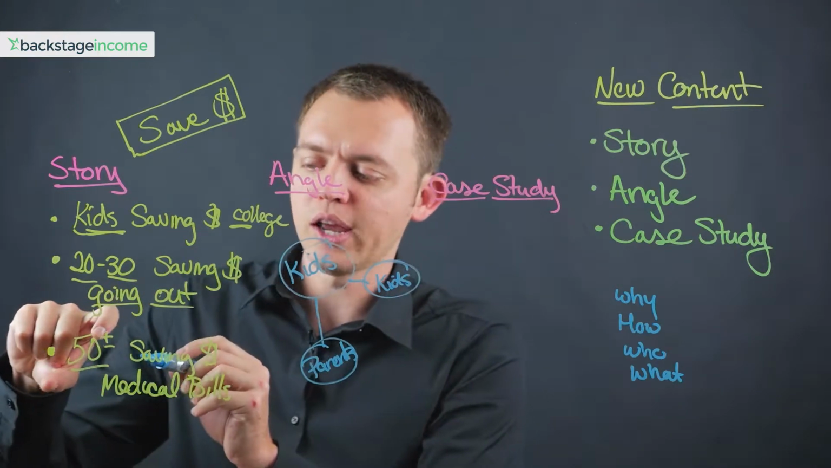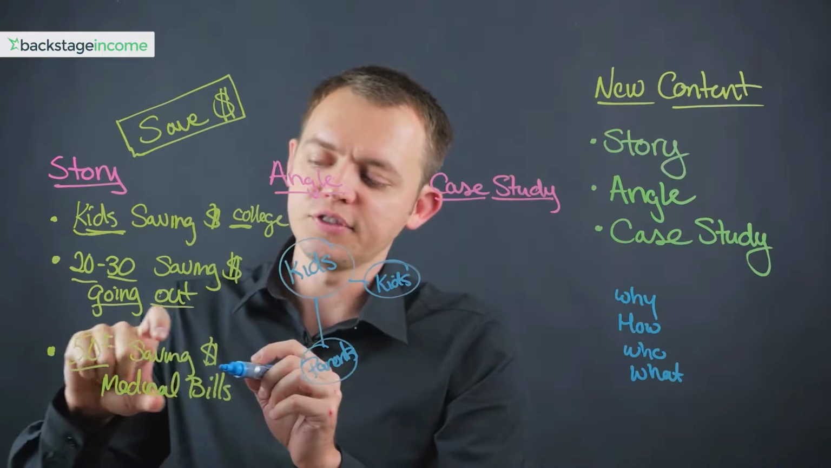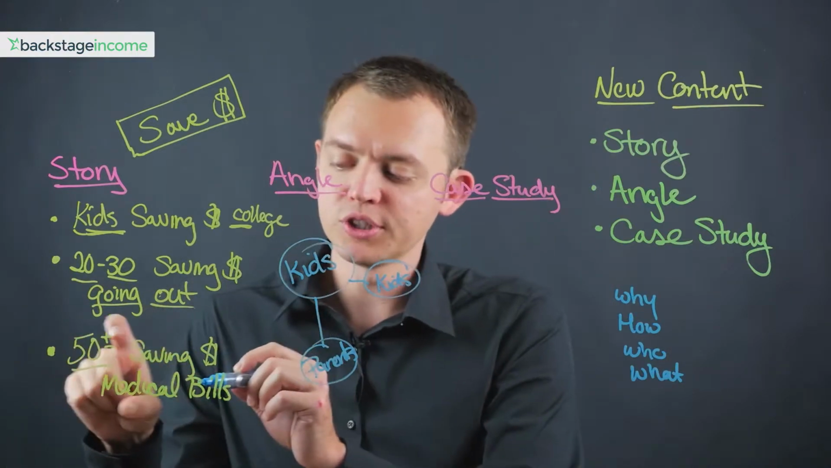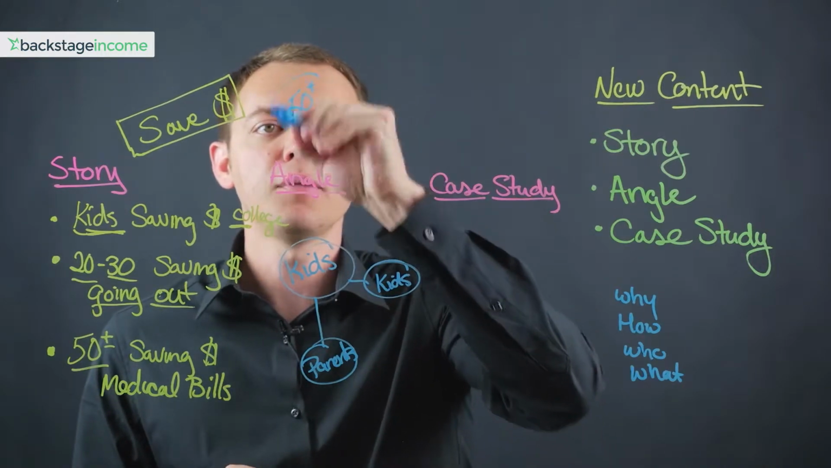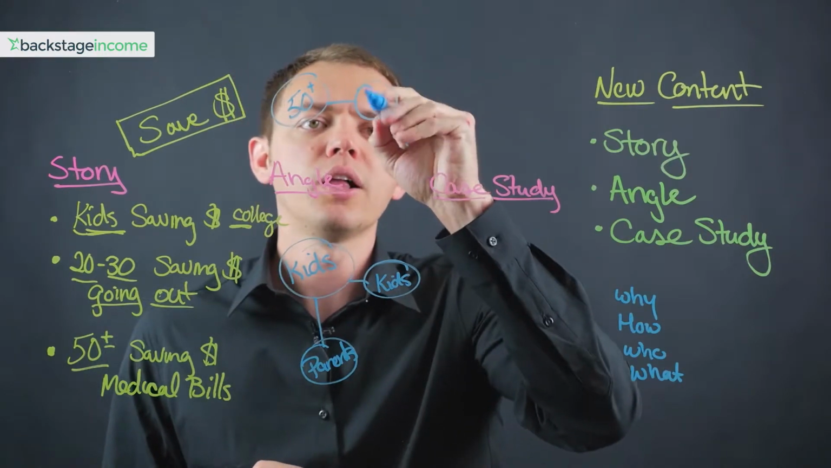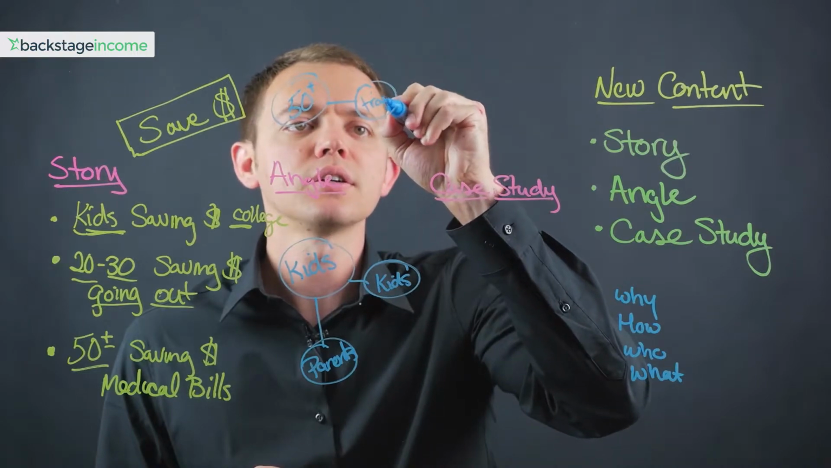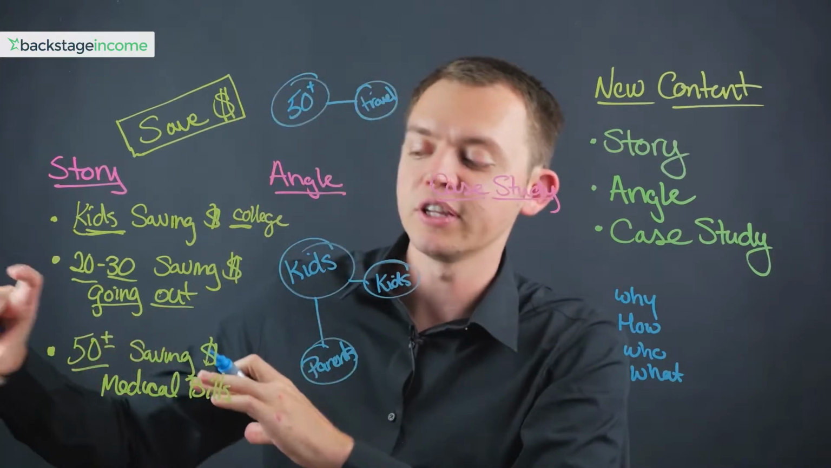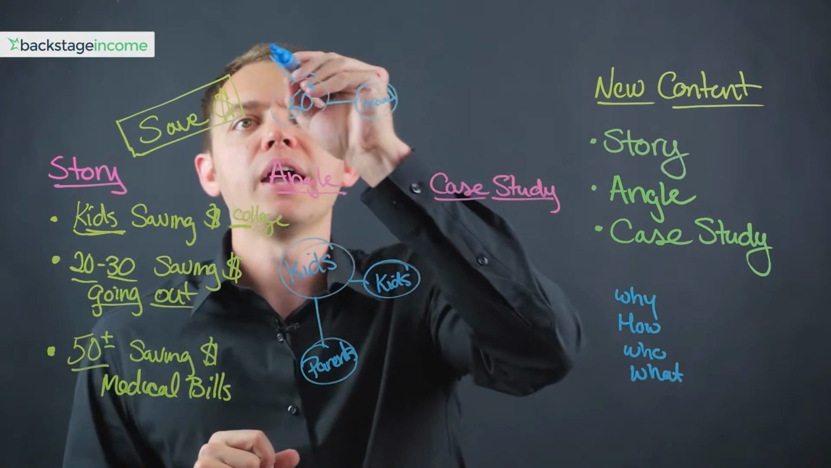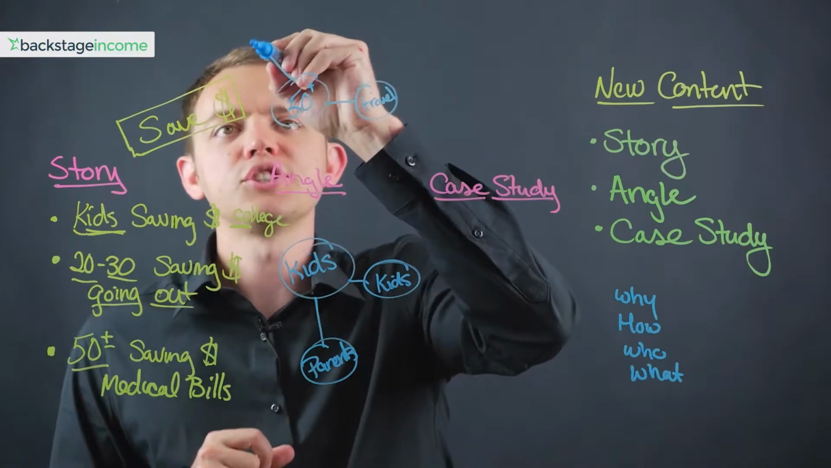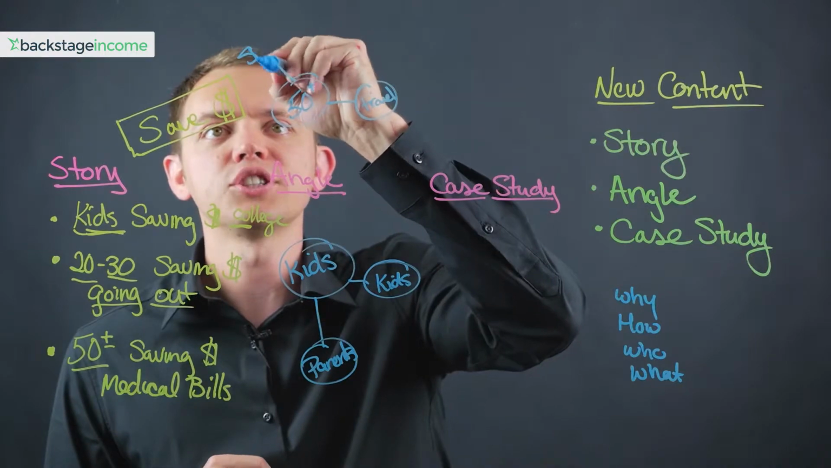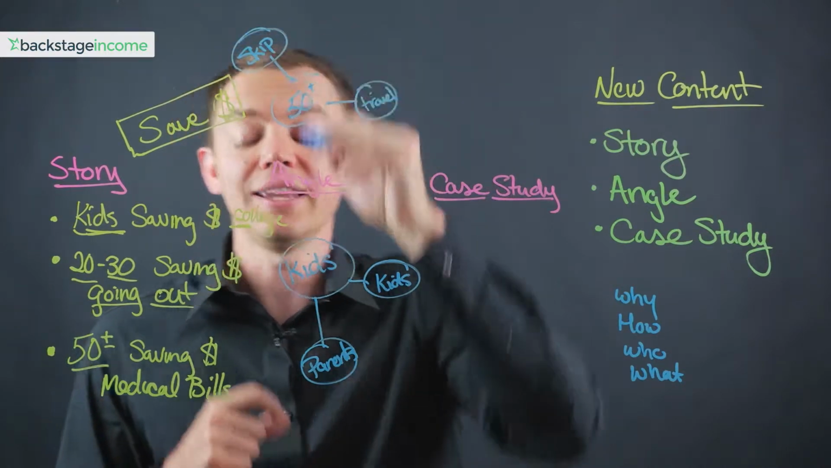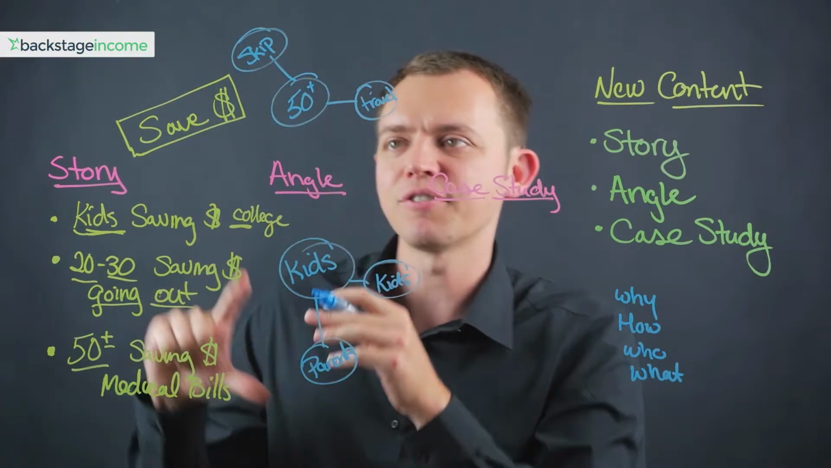Now you could do the same branch with, let's say, 50-year-olds or baby boomers saving money on medical bills. So let's just say 50 and up. Now you say, okay, well, they might be traveling. So here's our travel. They're traveling into other areas. They might even be skipping treatments, and how is that working out for them? Because that's a different angle.